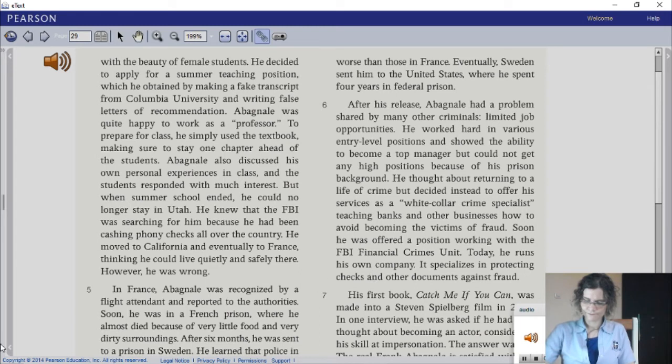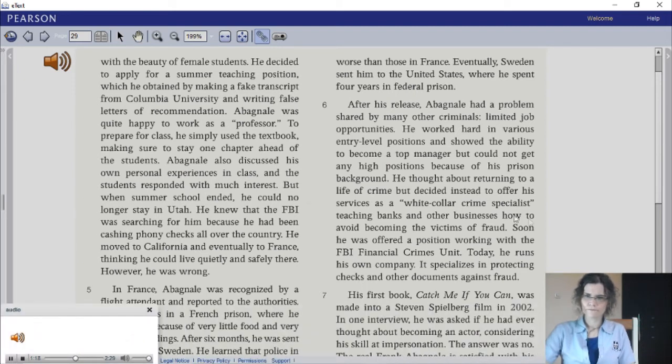Soon, he was in a French prison, where he almost died because of very little food and very dirty surroundings. After 6 months, he was sent to a prison in Sweden. He learned that police in several European countries were waiting to arrest him for check fraud, and he feared that prison conditions in other places might be even worse than those in France. Eventually, Sweden sent him to the United States, where he spent 4 years in federal prison.